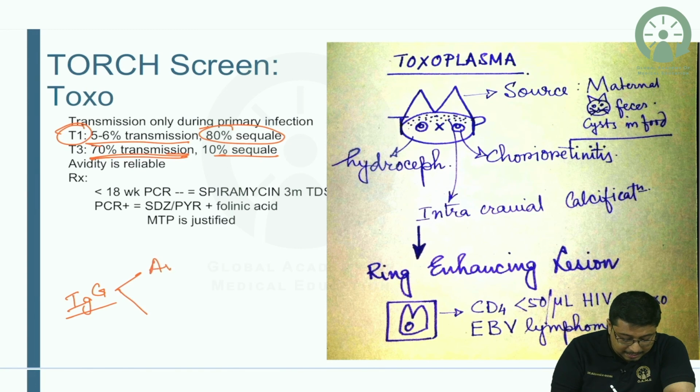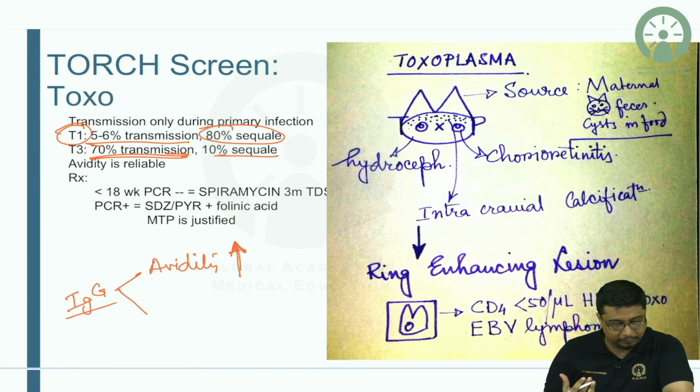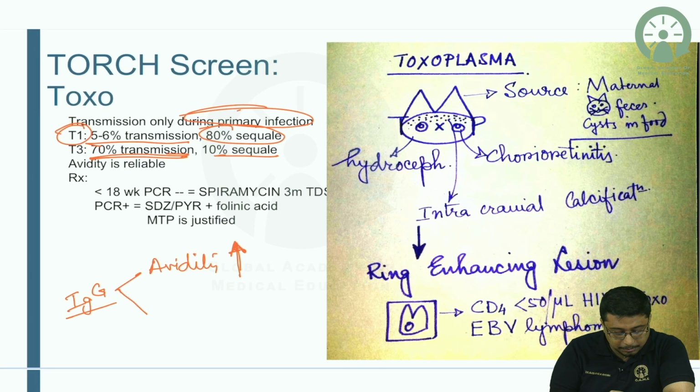So IgG avidity testing we do, and if avidity is high, that means the antibodies are experienced antibodies, which means it's an old infection. And if it is an old infection, that means it's not a primary infection. Transmission is only during primary infection. So if it is an old infection, we need not worry. But if avidity is low, then it's a recent infection. So we need to worry, right?